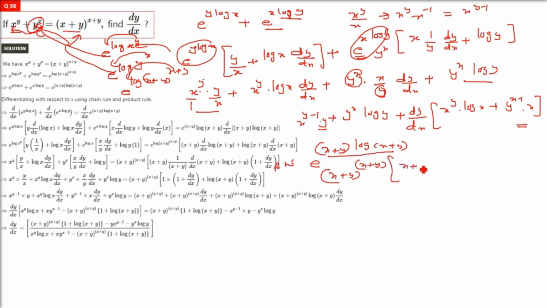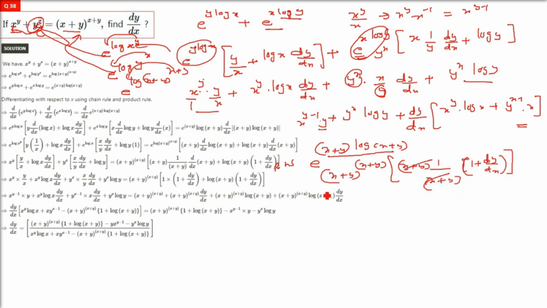So the derivative of x plus y log x plus y will be 1 by x plus y, and the differentiation of x plus y will be 1 plus dy by dx. So it will be 1 plus dy by dx only, because x plus y by x plus y will get cancelled. Now this is the first term. So the first term is simply 1 plus dy by dx.